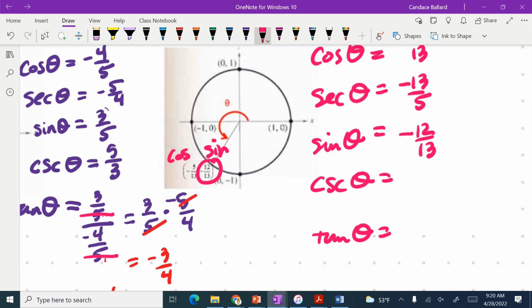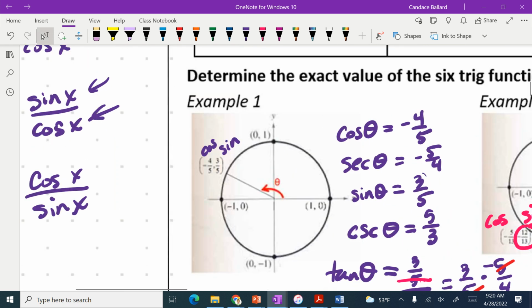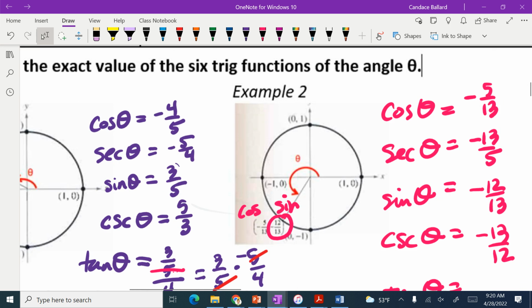All right. What about cosecant? When I flip it, what do we get, everybody? Better. Okay. Tangent has got to be what over what? What did we learn today? Sine over cosine. Okay, so we're going to write our sine.